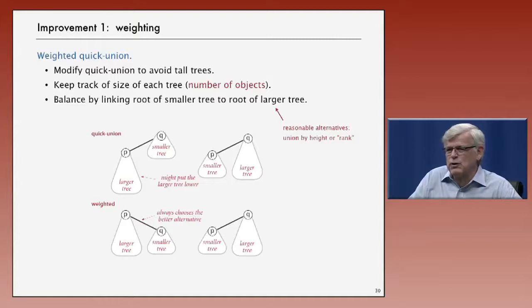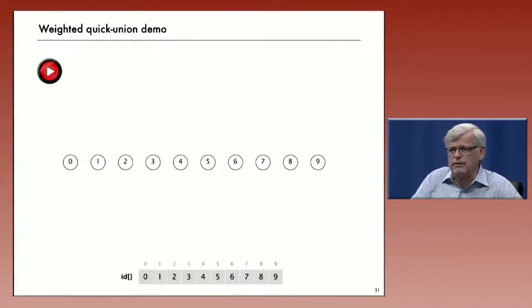What we'll do is keep track of the number of objects in each tree, and then maintain balance by always making sure that we link the root of the smaller tree to the root of the larger tree. So we avoid this first situation here where we put the larger tree lower. In the weighted algorithm, we always put the smaller tree lower. Let's see how we implement that. Let's see a demo first.